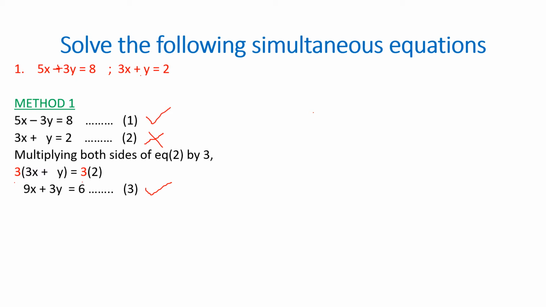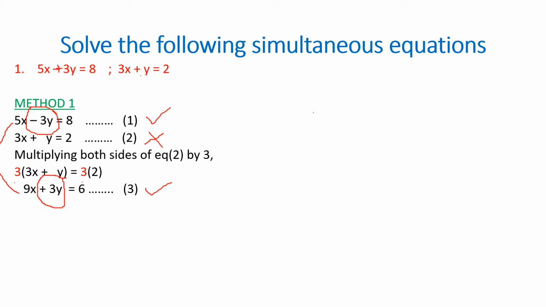Now if I compare these two equations, 5x minus 3y and 9x plus 3y, what do we find? We find that there is minus 3y and there is plus 3y. So we have equated the coefficients according to our method. Yes, we have equated the coefficients. Now the next step is adding or subtracting.